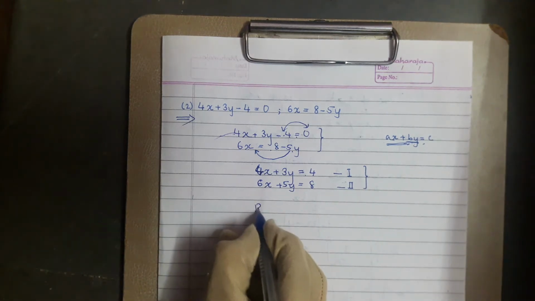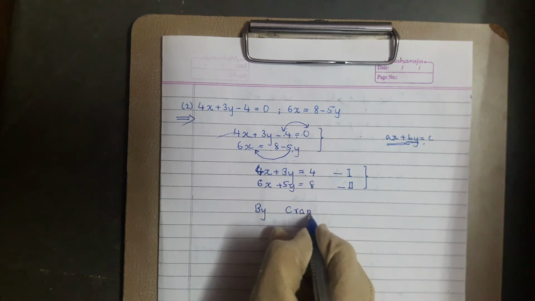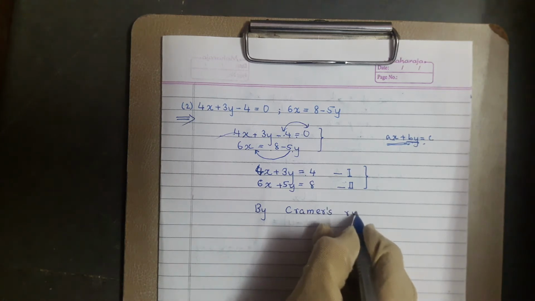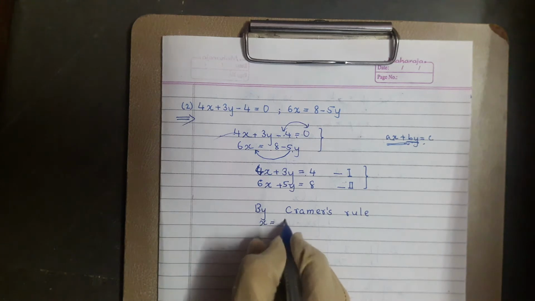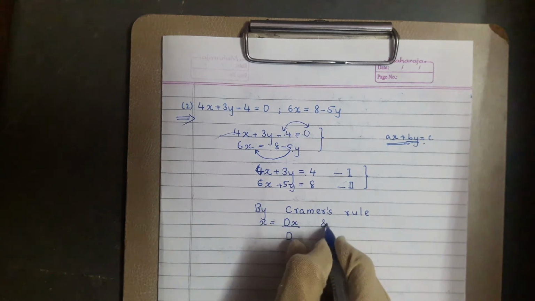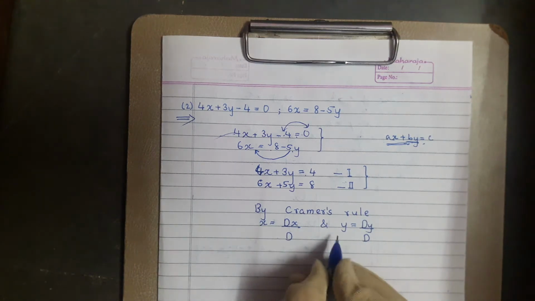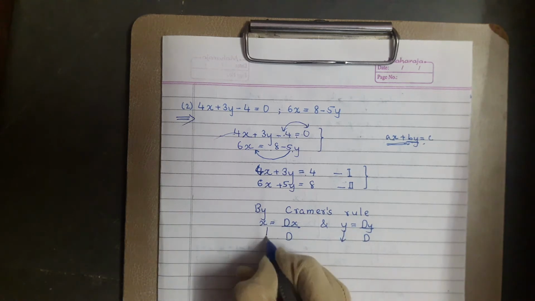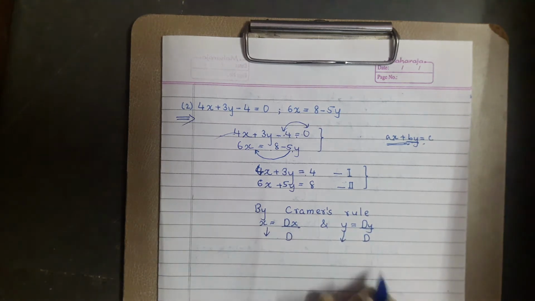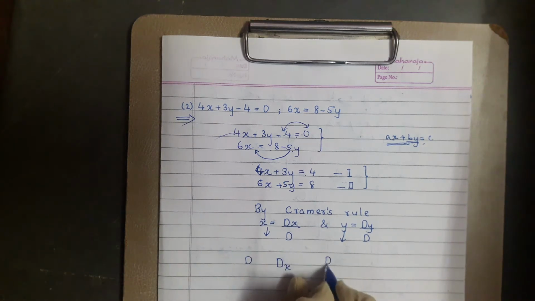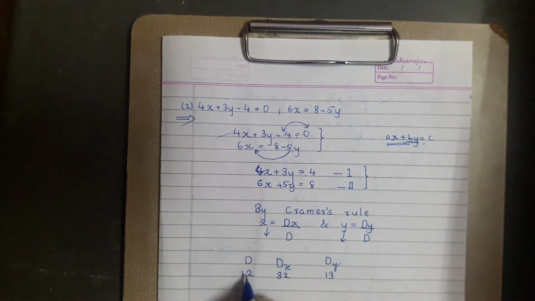So by Cramer's rule, what do we have? By Cramer's rule we have x is equal to dx upon d and y is equal to dy upon d. Now by using these two, you have to find the values of x and y, right? So now how to find d, dx and dy? There is one shortcut method to remember: 12, 32, 13. Now what is this? 12, 32, 13.